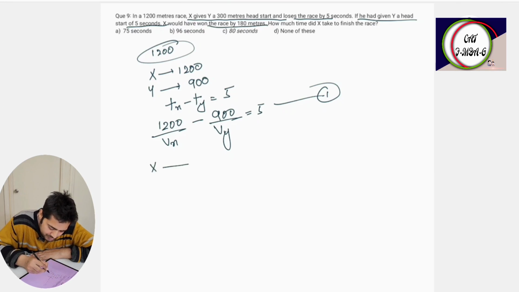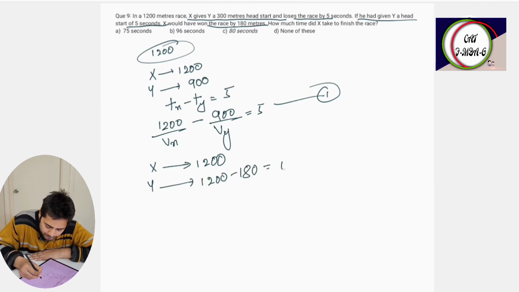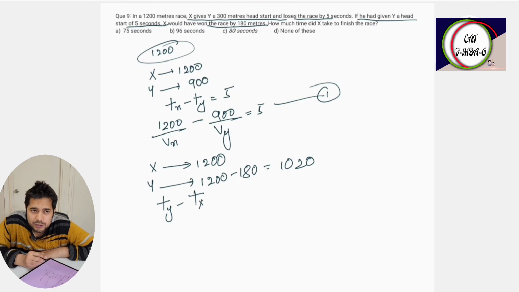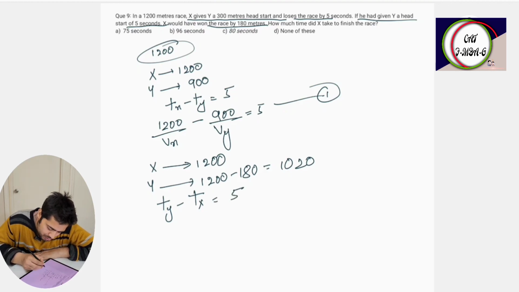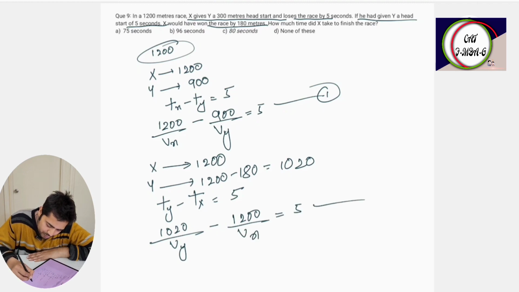So X travels 1200 meters, Y travels 180 meters less, and Ty minus Tx, because now X has won the race by 5 seconds, so X takes 5 seconds less, is equal to 5. So Ty is 1020 by Vy minus 1200 by Vx is equal to 5.